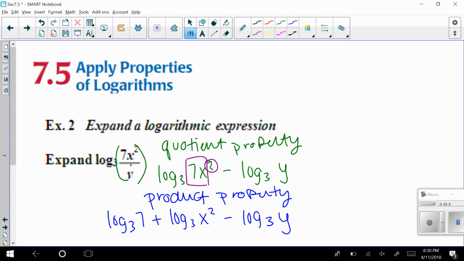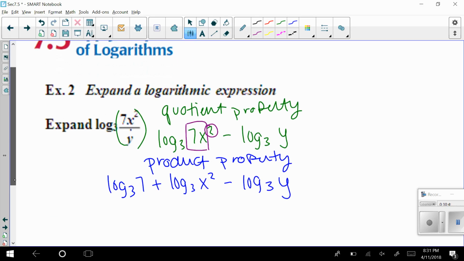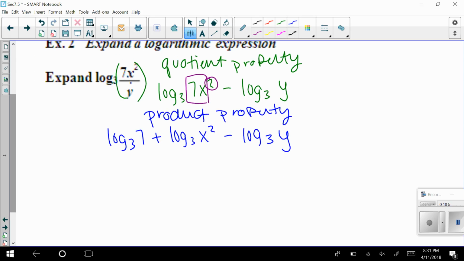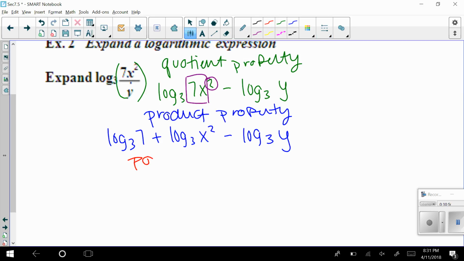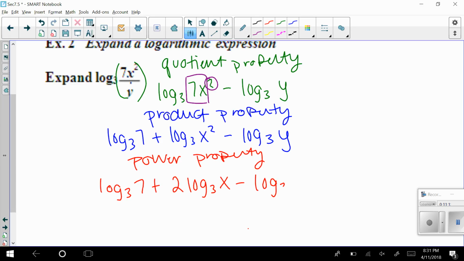Now the reason we had to split up the 7 and the x squared before we moved that 2 in front of the log, before we used the power property, is because only x is being carried to the second power, 7x is not. So we have to split those up before we can use this power property. So we're going to do the power property next. So with the power property, we have log base 3 of 7 plus 2 times log base 3 of x minus log base 3 of y.